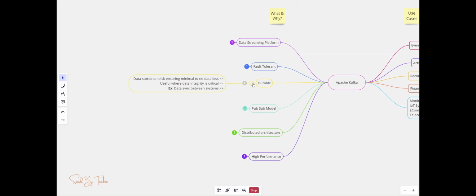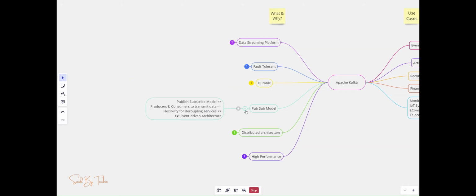And coming to the next, durable. We store the messages on disk to ensure minimal or no data loss. So even if the consumer goes down or didn't consume data, it can restart consuming the data. This is useful where data integrity is critical. Let's say two systems are required to be in sync. One system receives the data from some external application and it sends data to system B. Both system A and system B are required to be in sync, so we can't afford any data loss.